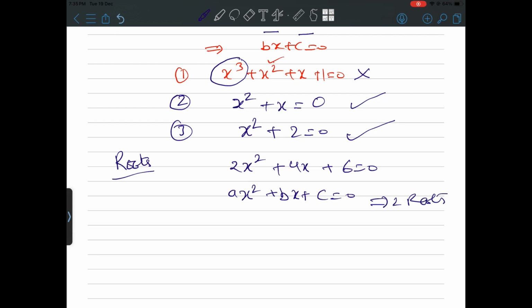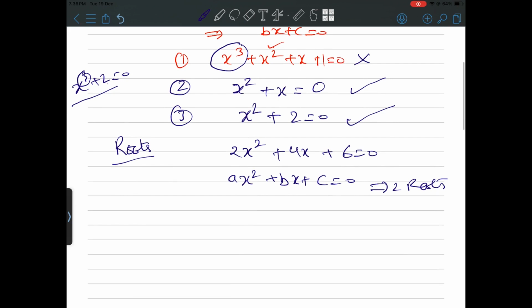For example, if you're solving an equation that has the power of 3, suppose x cube plus 2 is equal to 0, or maybe whatever, because here we have power 3, this will have three roots. So in our scope, we will have only a maximum of two roots.